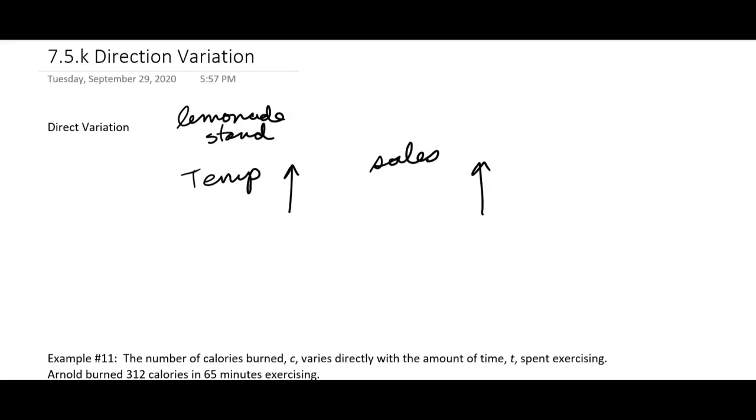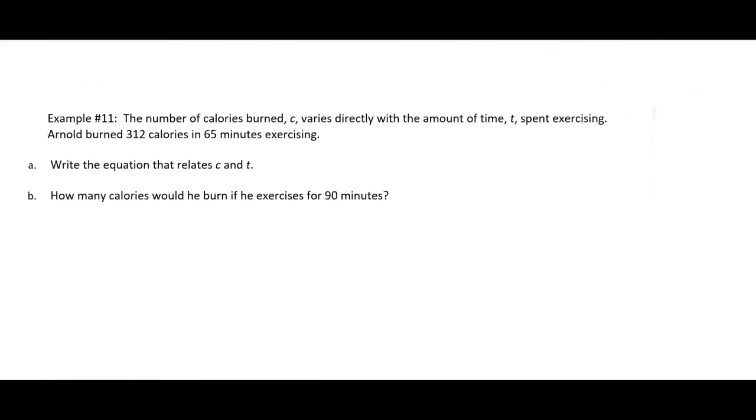Direct variation can be modeled by y equals k times x, and k represents a constant. I don't know why we use k, but we always use k. That's how we model direct variation. Now in the problems, they have to tell you if it's direct variation, and they will. So here comes our first example.